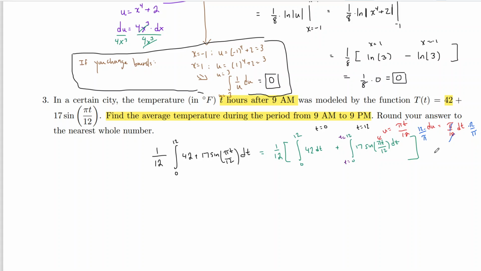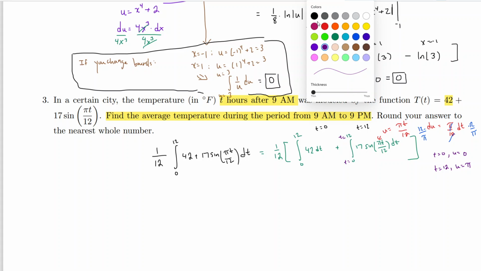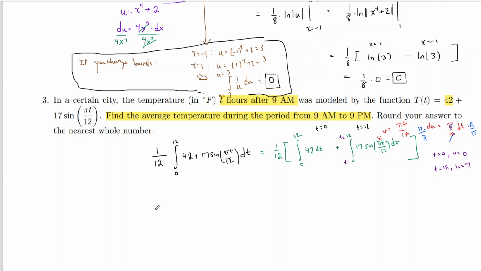At t equals 0, the u value, if we plug in t equals 0, we get 0. And at t equals 12, if you plug in 12 for t, you'll notice you get pi times 12 over 12, which is just pi. It actually makes our bounds a lot simpler. Right, so let's go ahead and integrate this thing now.